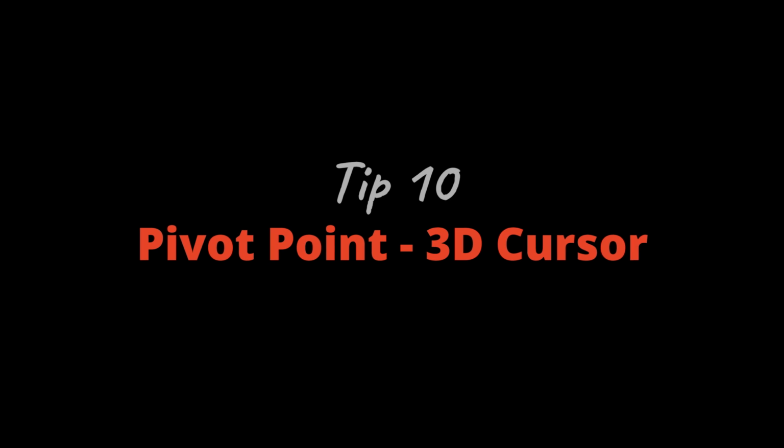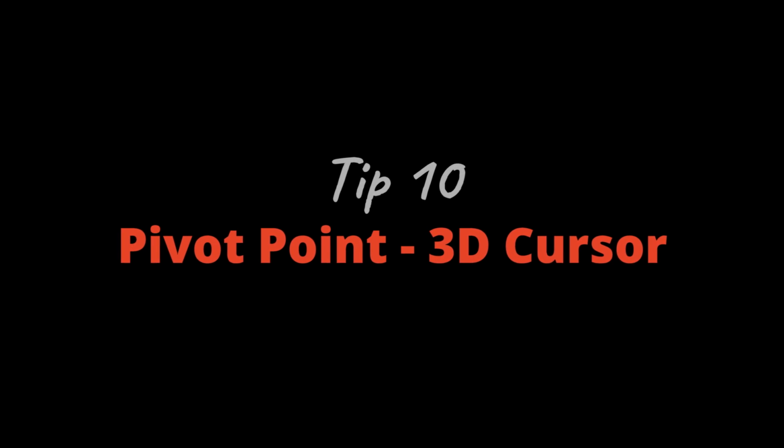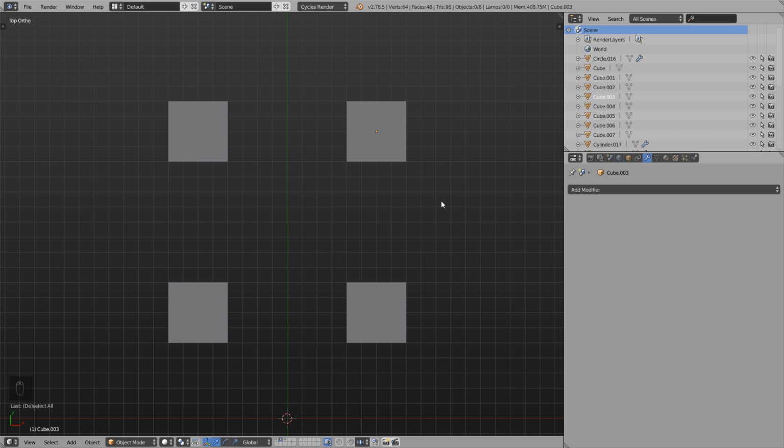Tip number 10, pivot point 3D cursor. If we want to scale or rotate multiple objects in object mode, then this always happens on the position of our manipulator or the pivot point.